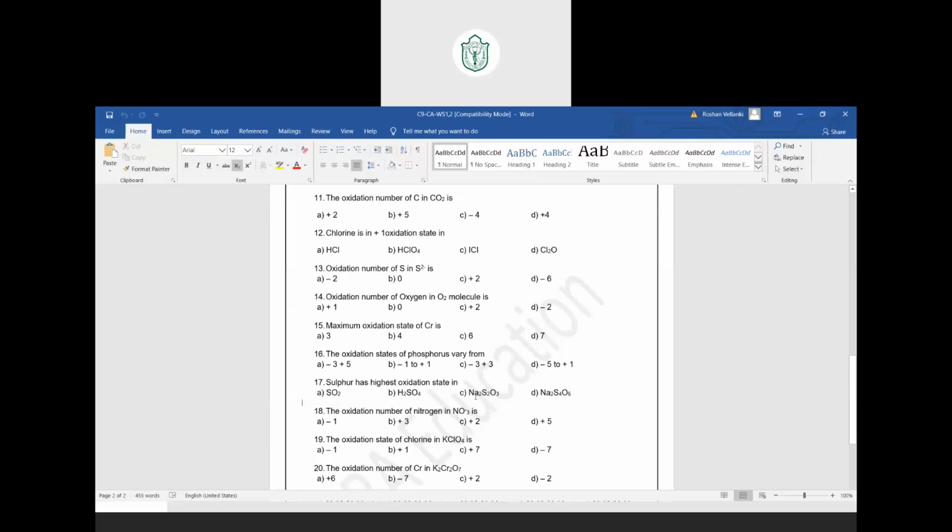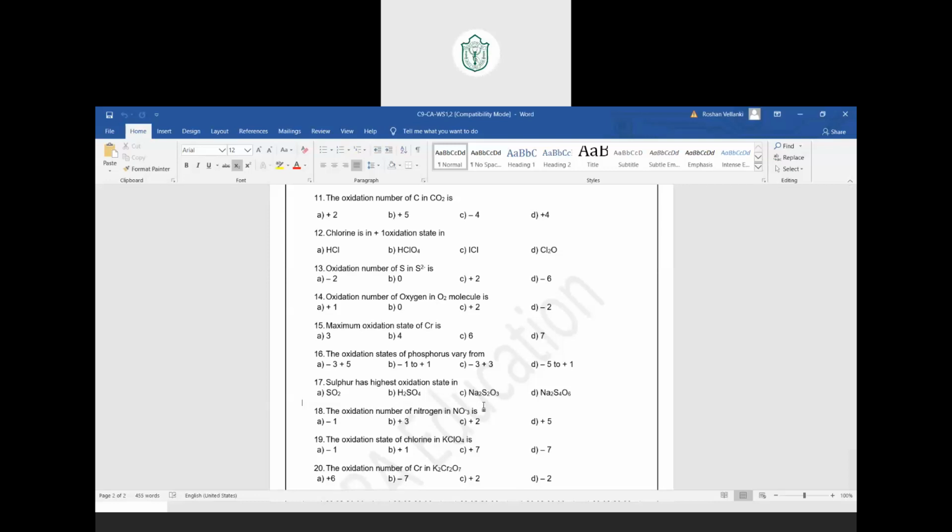Next, let us check option C. Sodium thiosulfate, Na2S2O3. We have 2 sodiums, that means 2, plus we have 2 sulfurs, plus 2x. We have 3 oxygen atoms, so 3 into -2, -6. That means 2 plus 2x minus 6 equal to 0. How much is x equal to? 2. x equal to 2.